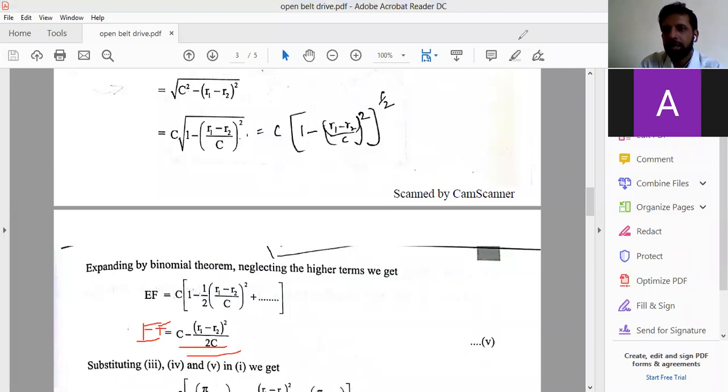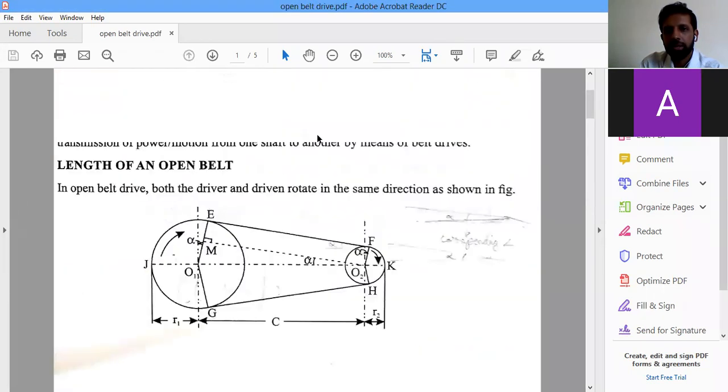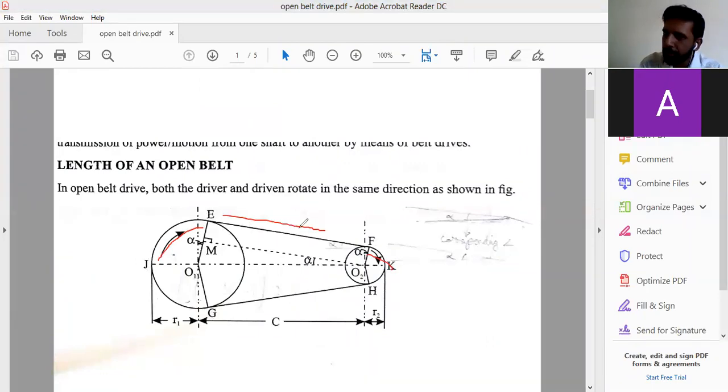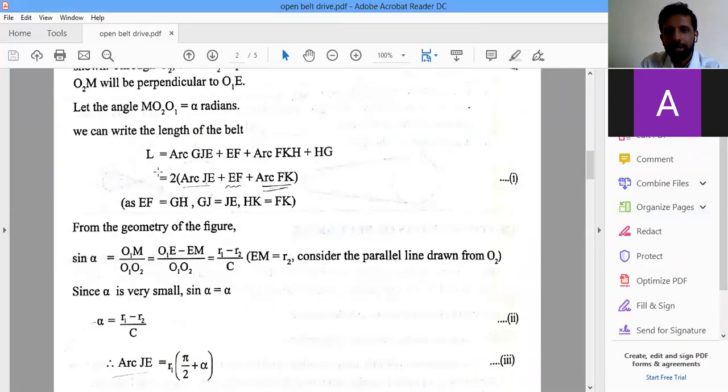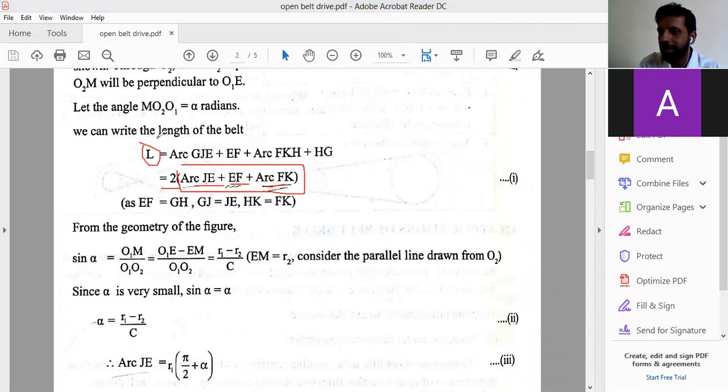As of now, we have obtained the length of EF. Then we have found out arc JE and arc FK. So multiply all these by 2, and we will get the length of the belt. We have to substitute all these things in this particular equation. We have found out arc JE, E to F, and arc FK. When we substitute all these values, simplify and multiply by 2, we'll get the length of the open belt drive. So let's substitute that.